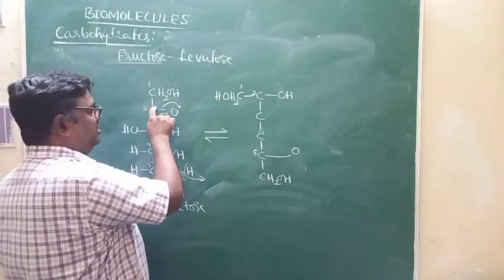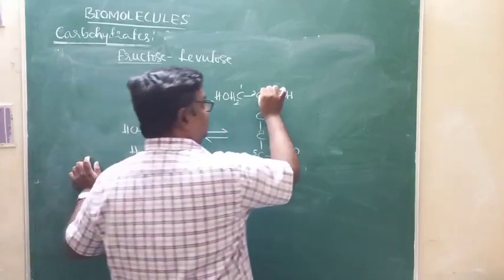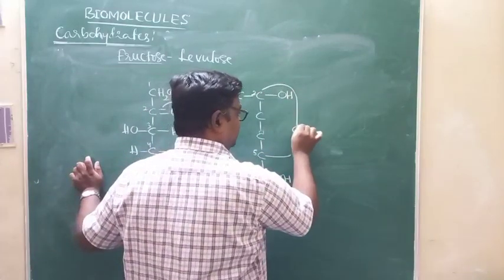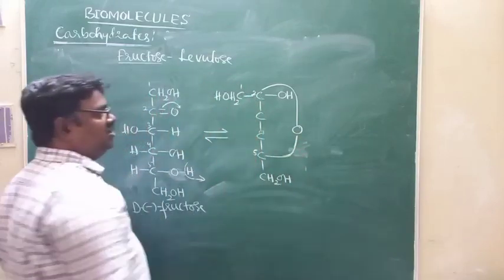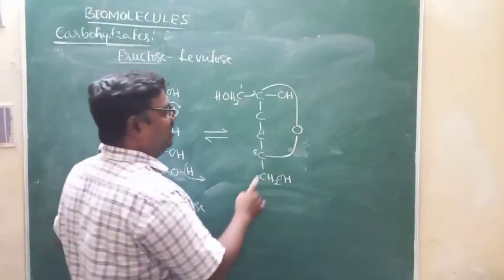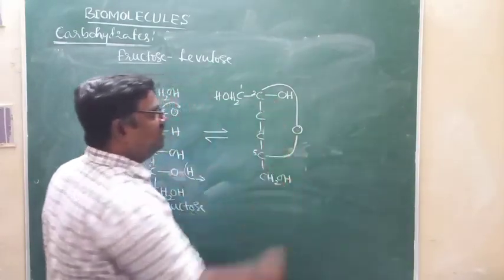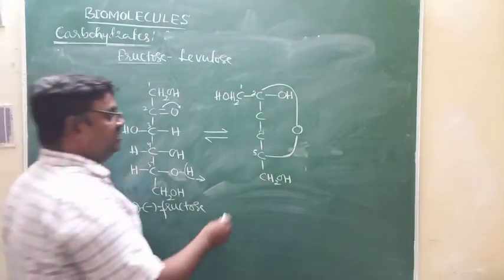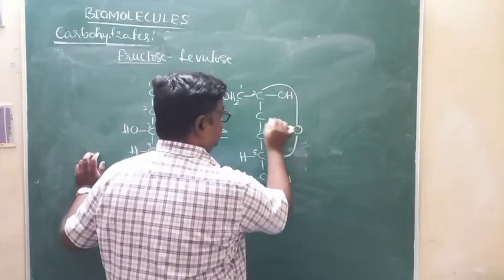The positively charged carbon is attracting the negatively charged oxygen, thereby cyclization takes place between the fifth and second carbon atom of fructose. Just observe, in the cyclic ring we have 5 atoms, 4 carbon atoms and 1 oxygen. This is a 5-member cyclic ring. And you write the remaining things as it is. This is H, this will be OH, this will be H.